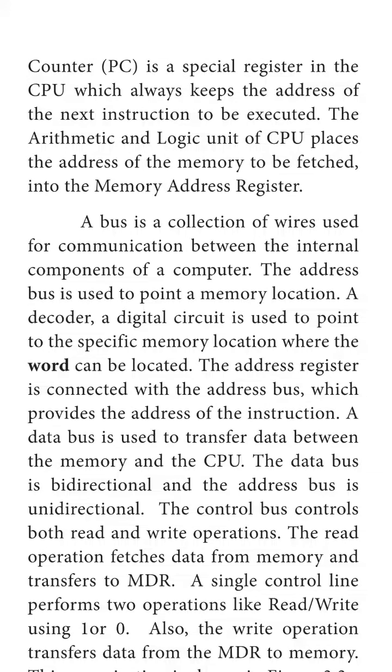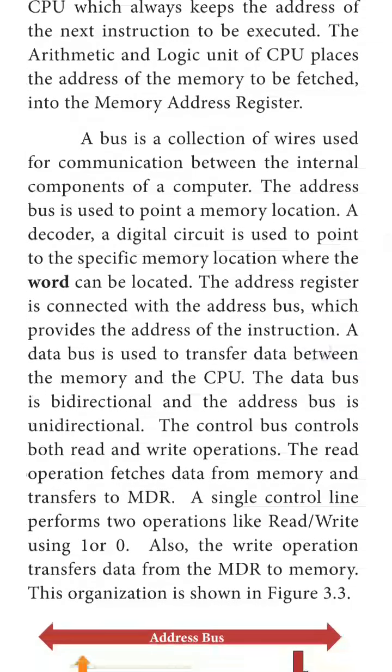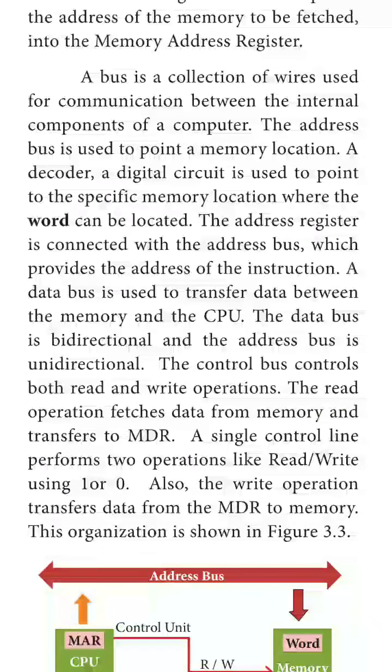The address bus is used to point to a memory location. A decoder, a digital circuit, is used to point to the specific memory location where the word can be located. The address register is connected with the address bus, which provides the address of the instruction. The data bus is used to transfer data between the memory and the CPU. The data bus is bidirectional and the address bus is unidirectional.